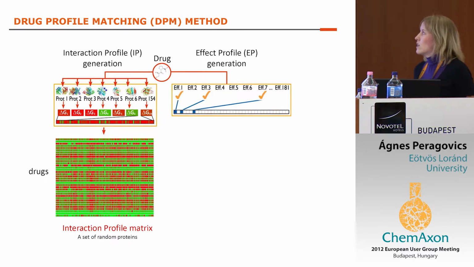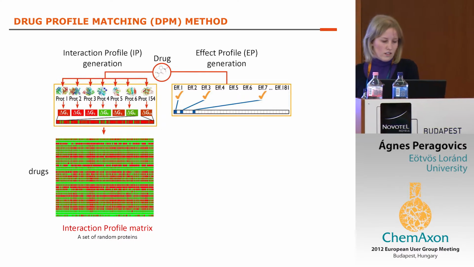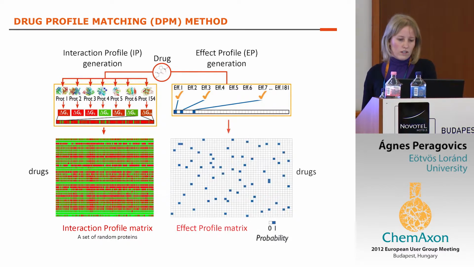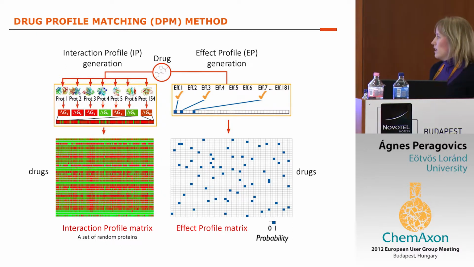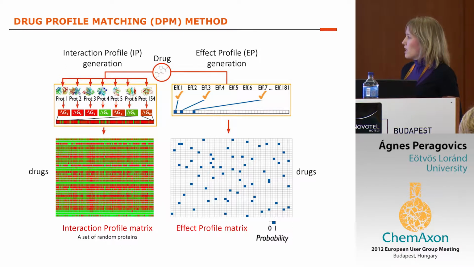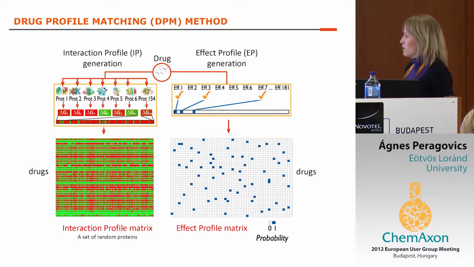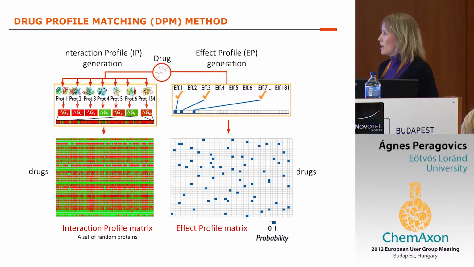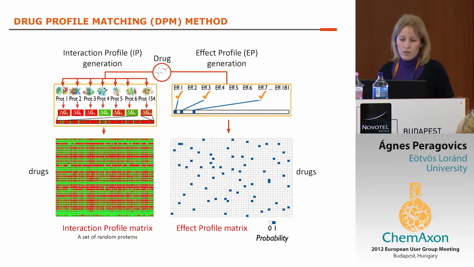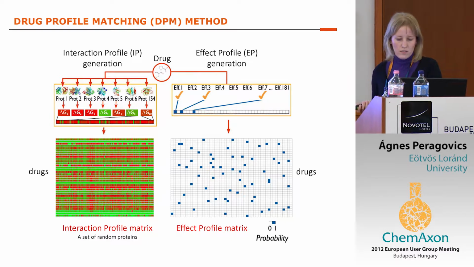We also extracted medical effect information about the drug molecules, and we created the so-called effect profile matrix. This is a binary matrix: a blue cell, a 1, marks that we know that a given drug molecule has the investigated medical effect. And the white cells, so 0, mean that we don't have information about that.